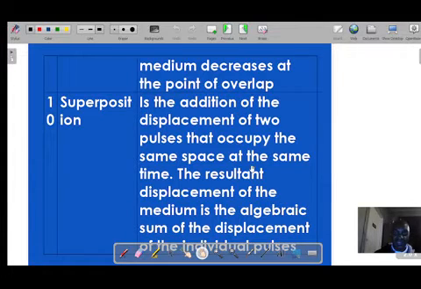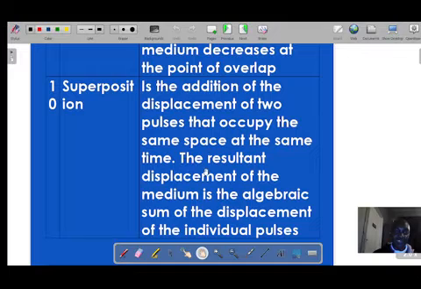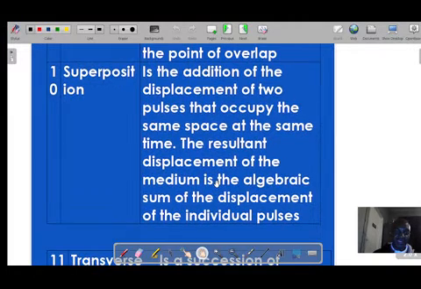Let me explain this, but before that, when these pulses interfere, we use the principle of superposition to get the resulting amplitude. It states that when two pulses occupy the same space at the same time, the resultant displacement of the medium is the algebraic sum of the displacement of the individual pulses.